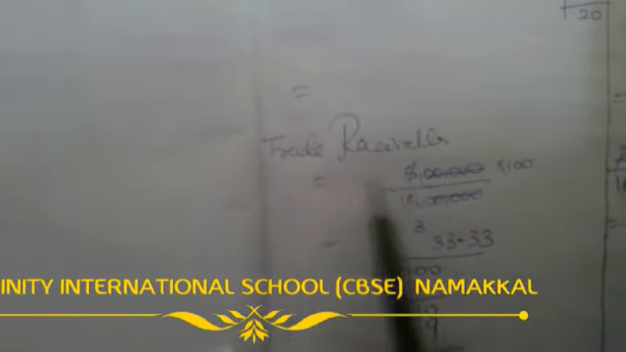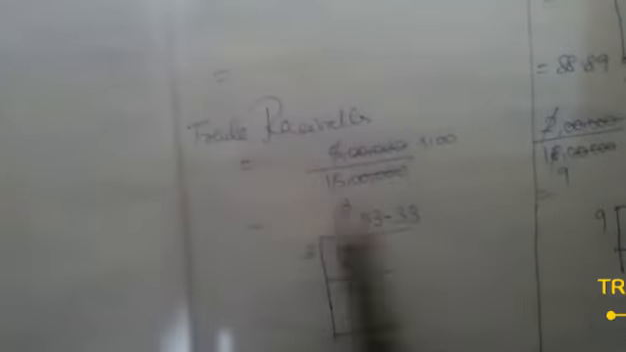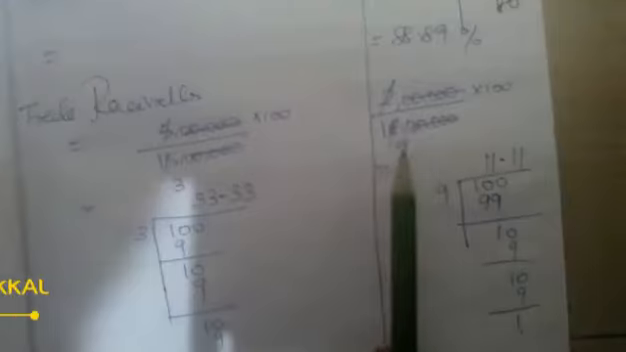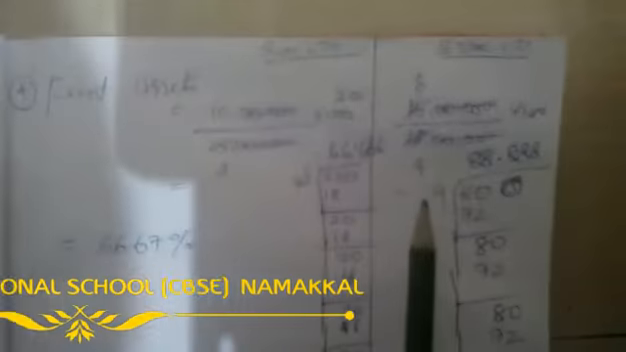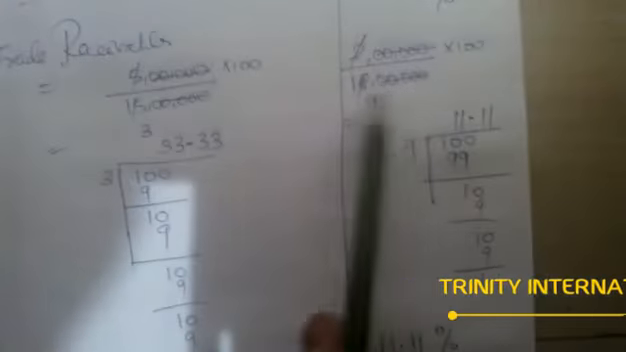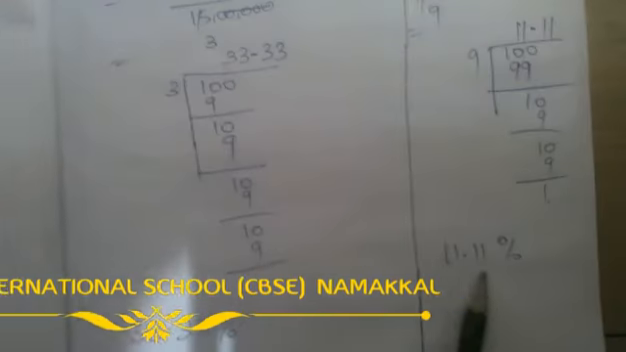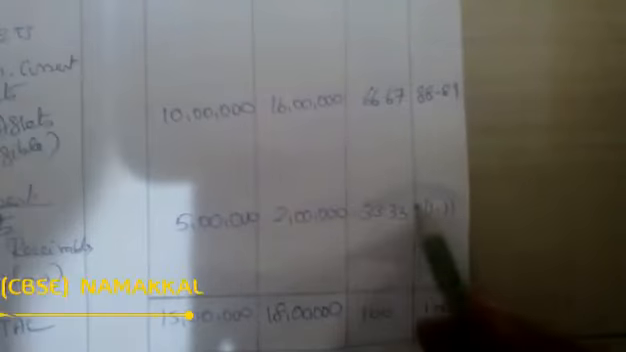Okay, the problem discussed the trade receivables. This is the calculation: 5 lakhs divided by 15 lakhs into 100. So whatever the simplification, you will get 33.33%. Similarly, for Star Limited, 2 lakhs divided by 18 lakhs into 100. So on simplification, you get 11.11%. So that's what your answer is here.